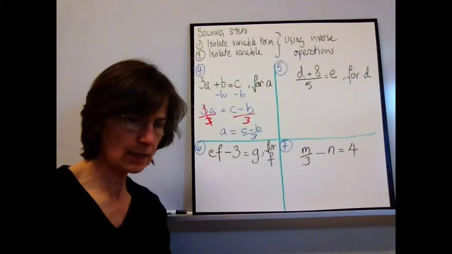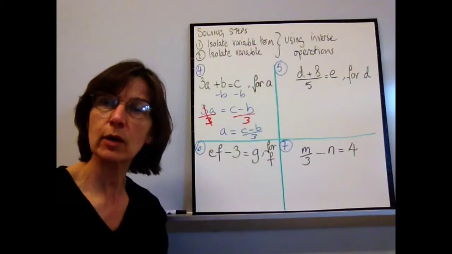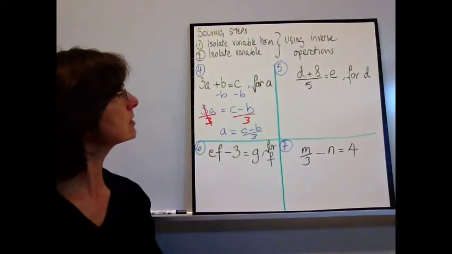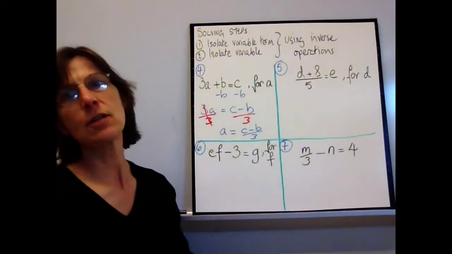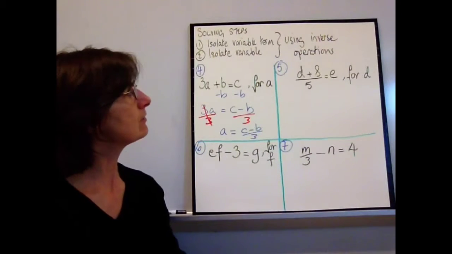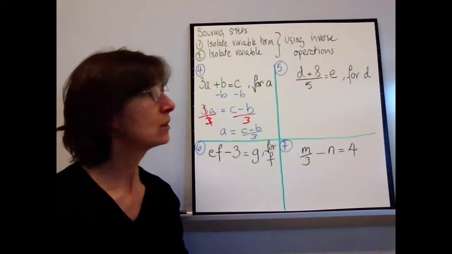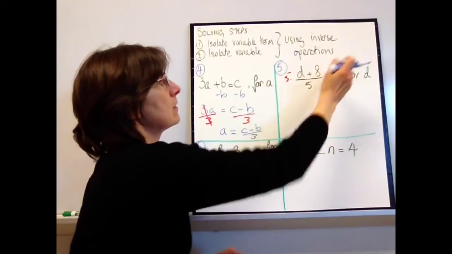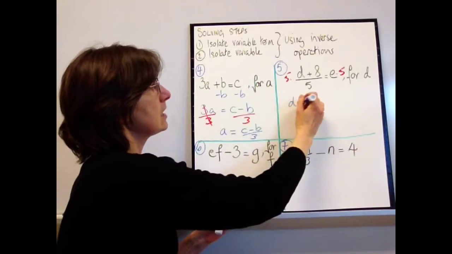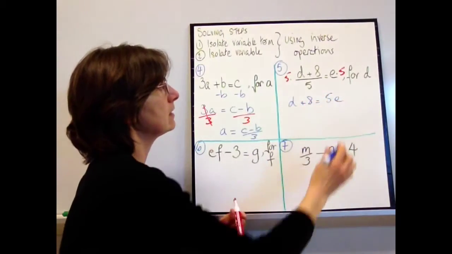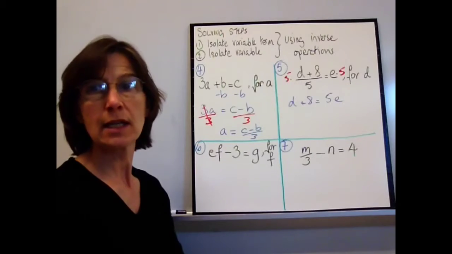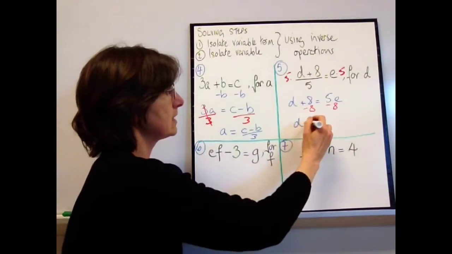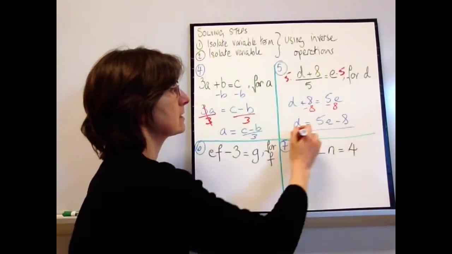So it looks a little messy because we don't really do much simplifying as we're going along. We can't do any division of numbers. But this represents all of our inverse operations. So we'll go on to number 5. D plus 8 over 5 equals E, and we need to solve for D. What would be the first step? We would want to get rid of that divide by 5. So we'll multiply both sides by 5. So that would give us D plus 8 equals 5E. Now we're close to getting D on its own. We just need to subtract out the 8, and we will have that D equals 5E minus 8.